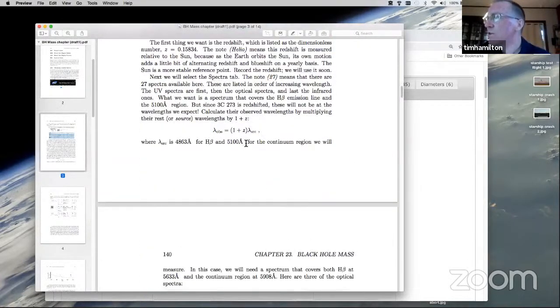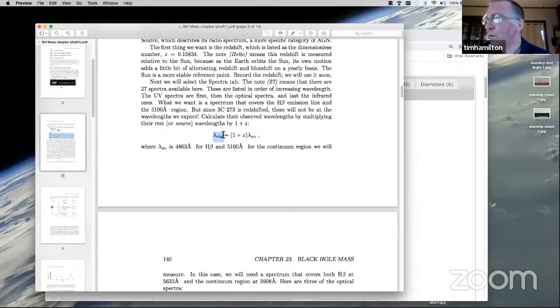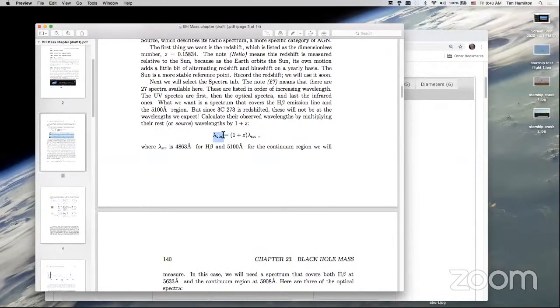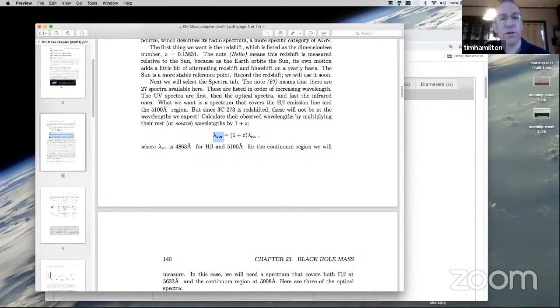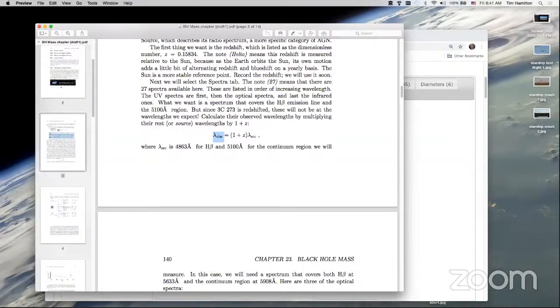And the equation for the observed... Sorry to interrupt, Tim. I have the PPT, but I do not have the chapter. So okay, let me see here. Please share it on the chat window. Yeah, okay. I believe I sent that to you just after I sent the PowerPoint. It says Black Hole Mass Chapter Draft 1. Okay, I'll check it. Gotcha. Okay.